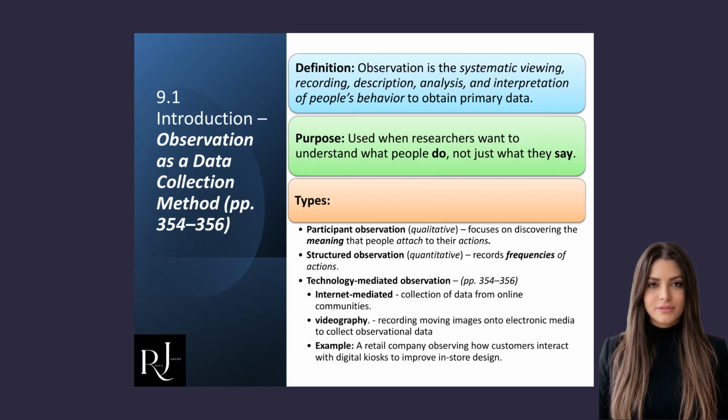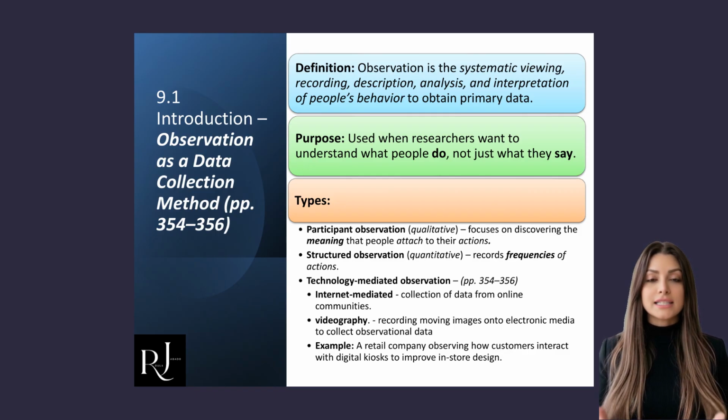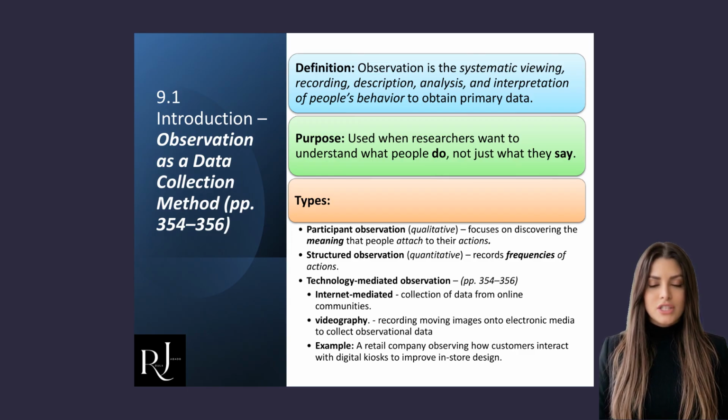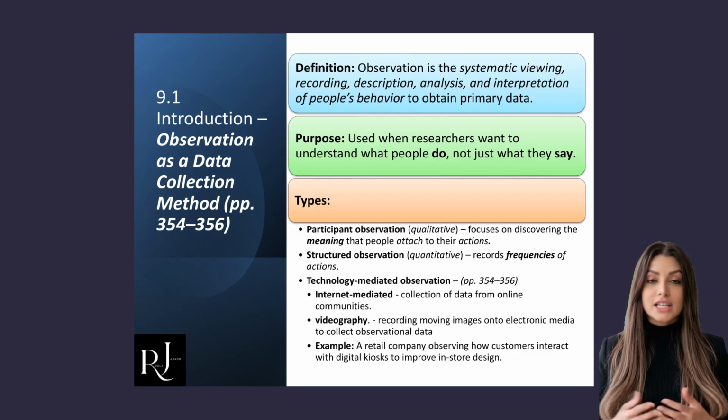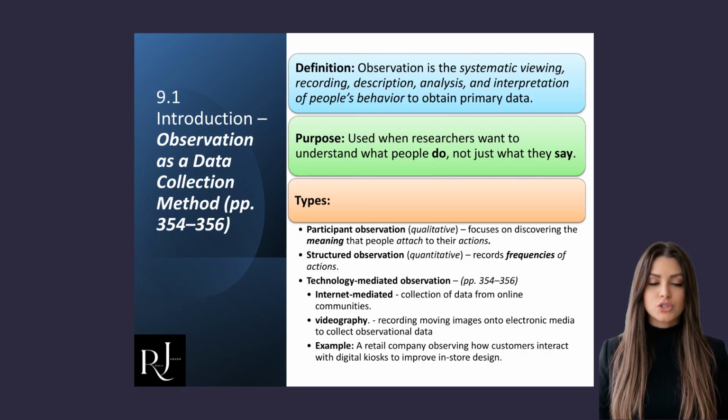There are 3 main types we need to understand. First, participant observation. This is qualitative. It's about discovering the deep meanings people attach to their actions. You aren't just counting heads. You are trying to understand the why. For instance, in a classroom setting, a researcher using participant observation might join the students in group discussions.